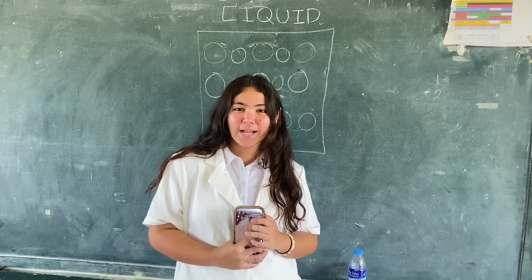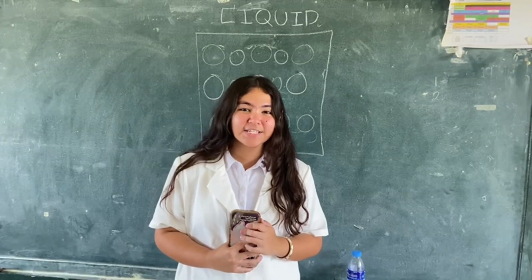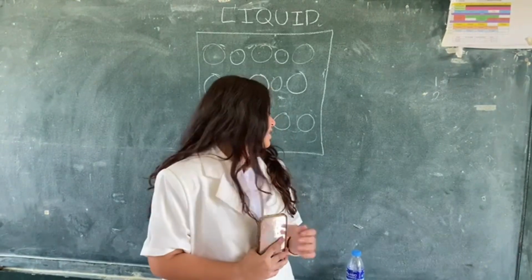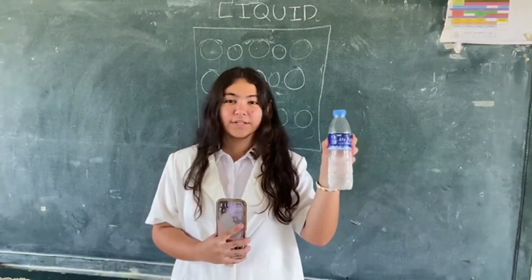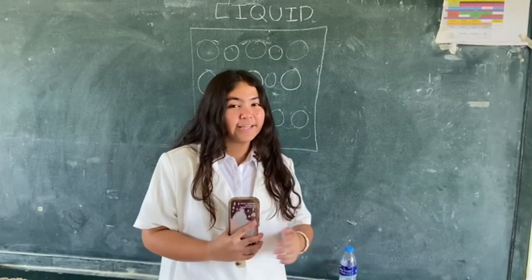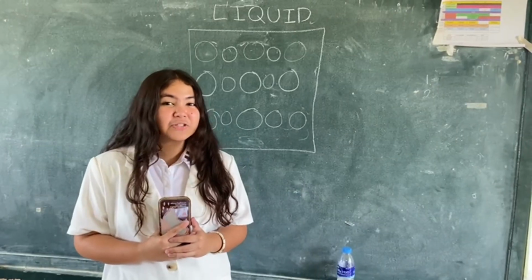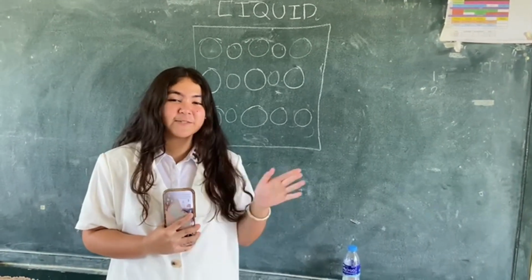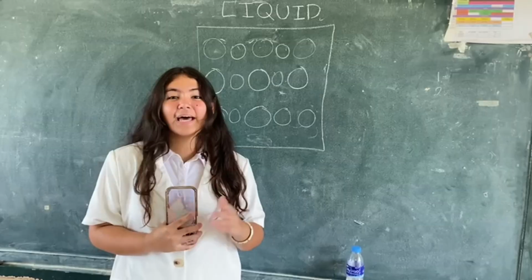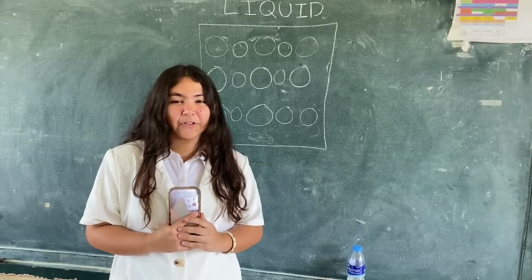Next is liquid. Liquid is wiggly and can take the shape of any container, just like water, juice, and milk. They all do that. In a liquid's particles, they are still close to each other, but this time they have space to slide past each other. That is the reason why liquid can flow and change shape.